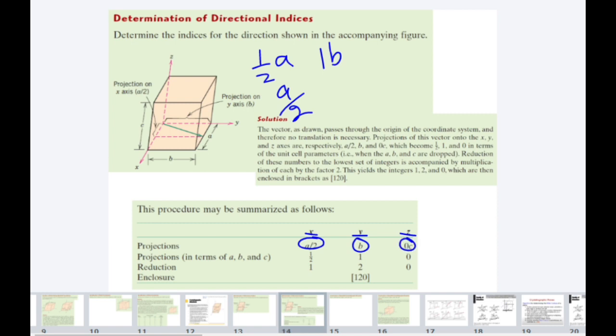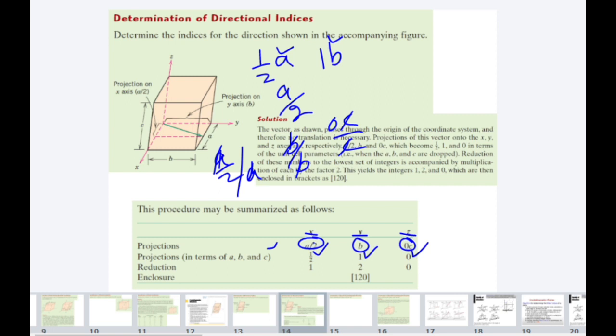Right? 0C means 0. Now what we do? We have the projection in terms of A, B, and C. So in the previous steps, what we have done, we want to remove the A, B, C. So we divide by A, like A by 2, we divide the whole by A, so A will be cancelled with A, and we divide by B, and 0C divided by C. So all these cancel. So we get half, 1 and 0. This is second step. The third step is reduction.